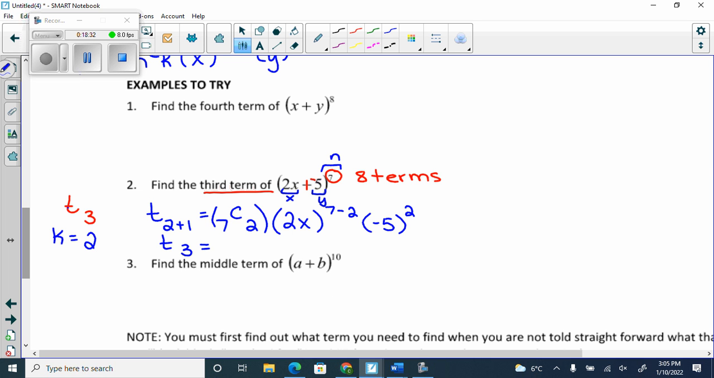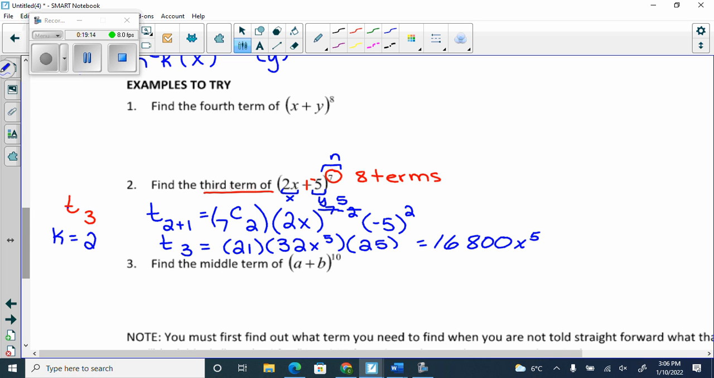21. And then I'm going to get 7 minus 2, which is actually 5. So 2 to the 5 is 32. x to the 5. And then negative 5 squared is 25. Now what's 21 times 32 times 25? I do not have that memorized in my head. 16,800 x^5. Yeah. There we go.